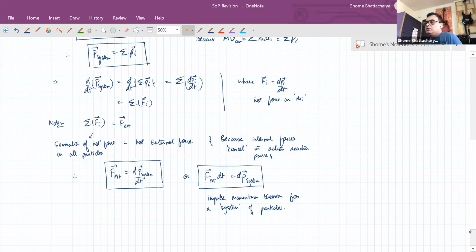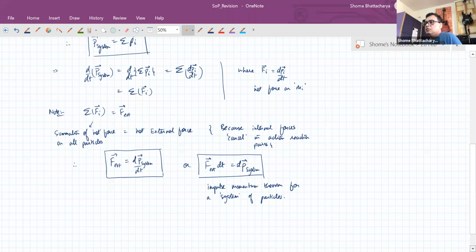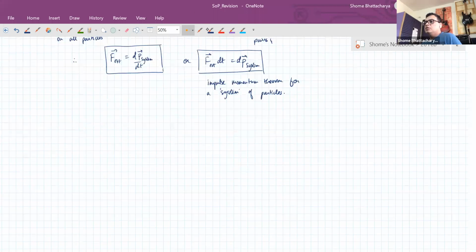Okay, let's continue next. So now, the most important thing we understand from this impulse momentum theorem is that if the net external force on a system is zero, then its momentum remains conserved. Okay. So that is the principle of linear momentum conservation.